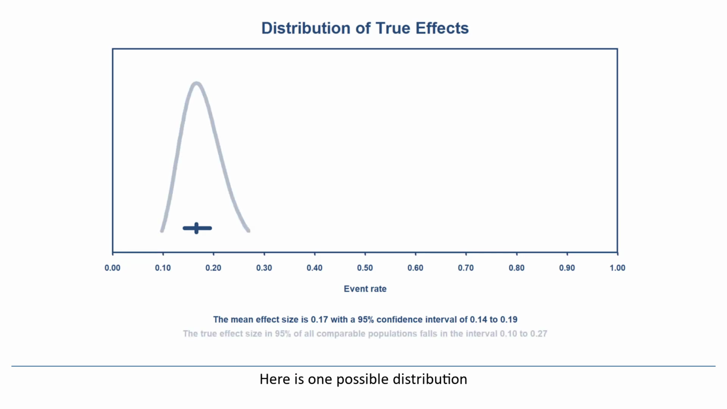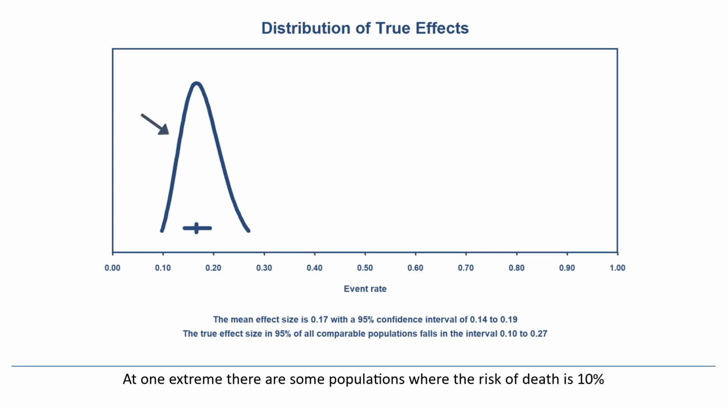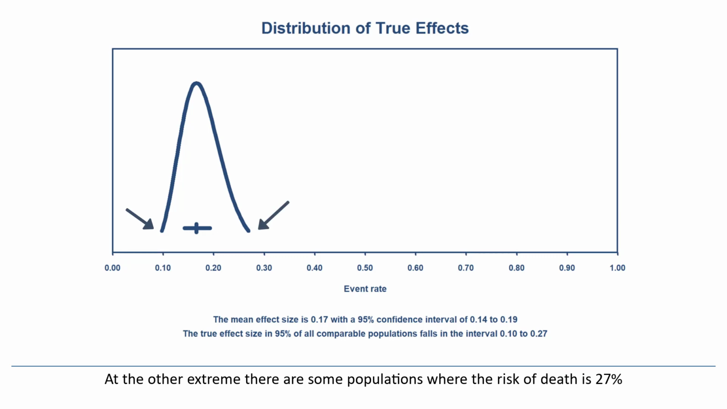Here is one possible distribution. This line shows the distribution of effects. At one extreme, there are some populations where the risk of death is 10%. At the other extreme, there are some populations where the risk of death is 27%. The actual numbers are presented in this caption, which reads, the true effect size in 95% of all comparable populations falls in the interval 0.10 to 0.27. This interval, 0.10 to 0.27, is called the prediction interval.